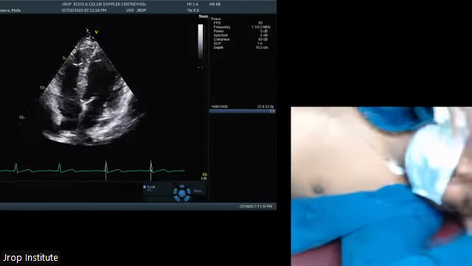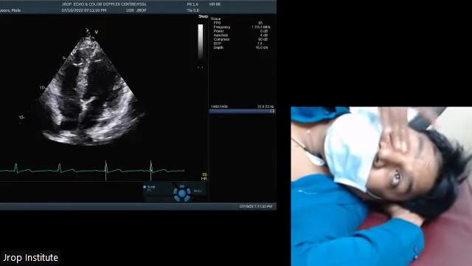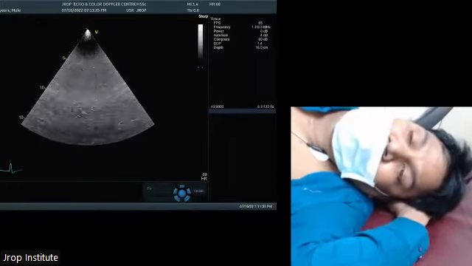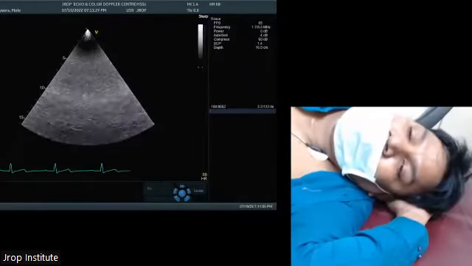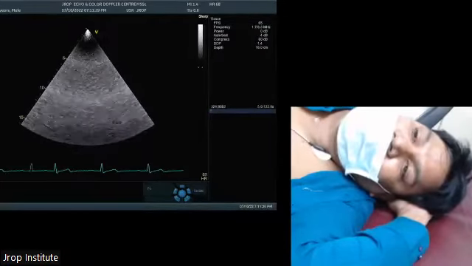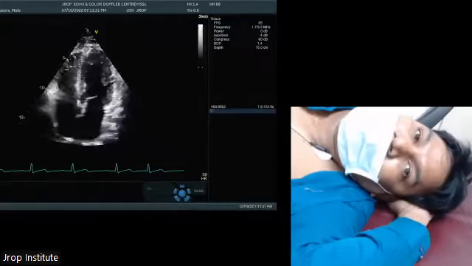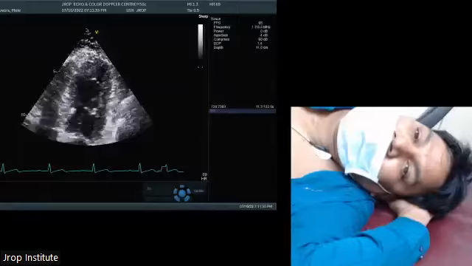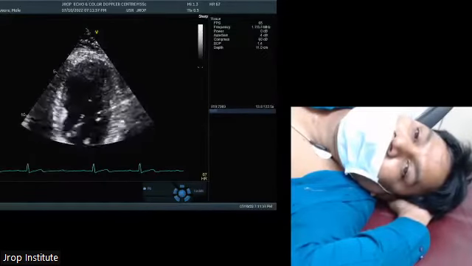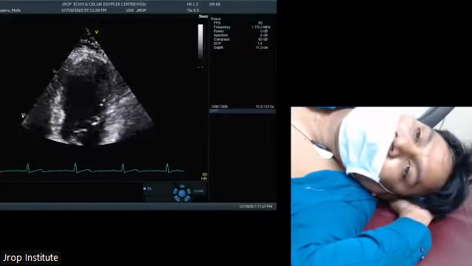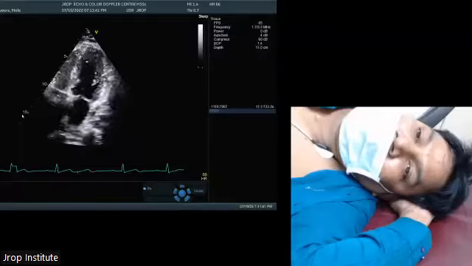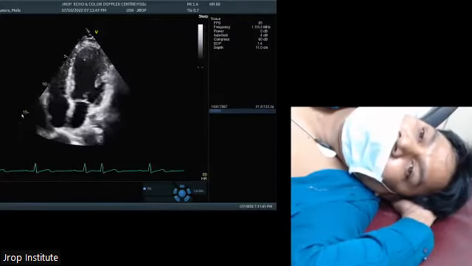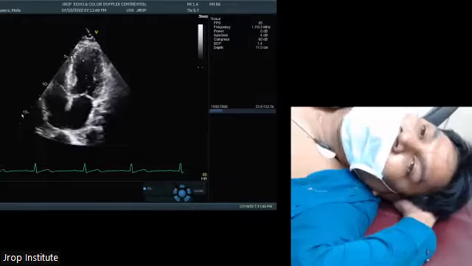How do you change the depth, sir? Dr. Nirmal, how to change the depth? Yes, there is a button with the name of depth on the screen. So I'm increasing or reducing my depth. Now my depth is only 10 centimeter. Now I'm increasing the depth to about 15 centimeter. There's a depth button there. Counterclockwise rotation will reduce it, or clockwise rotation will increase it.